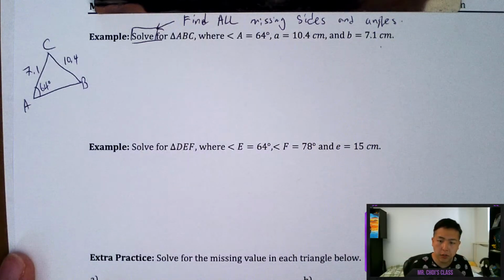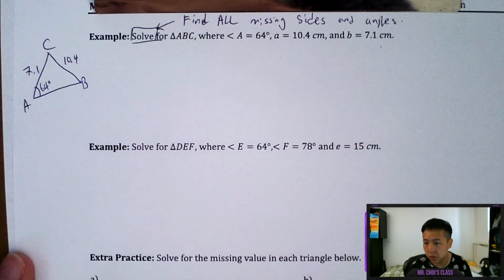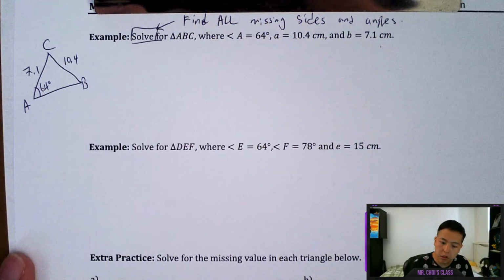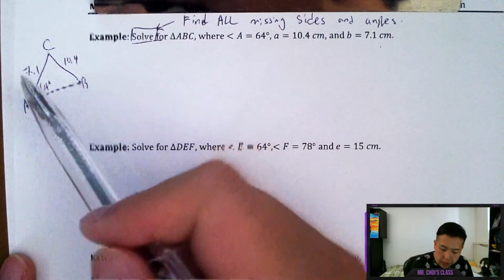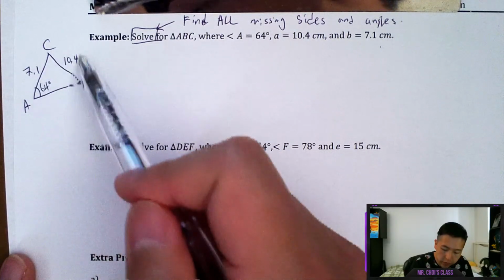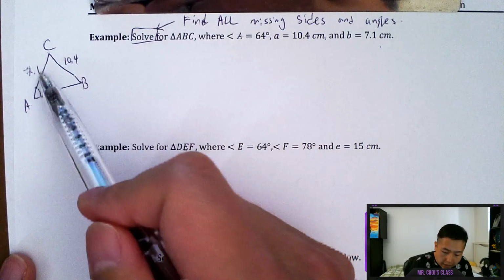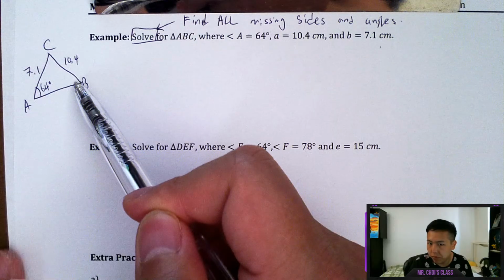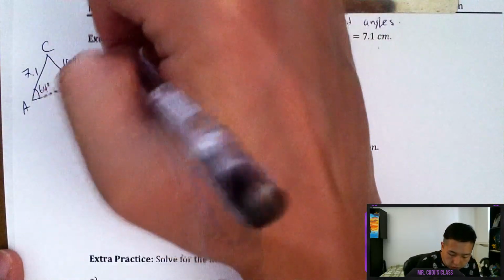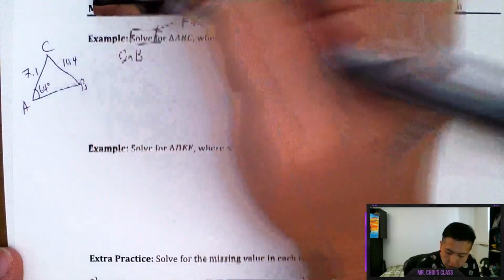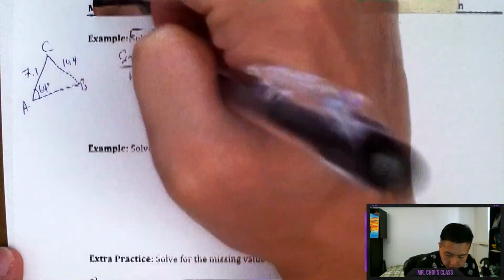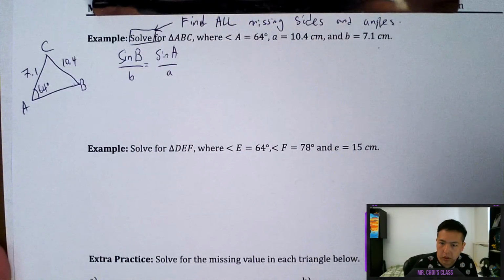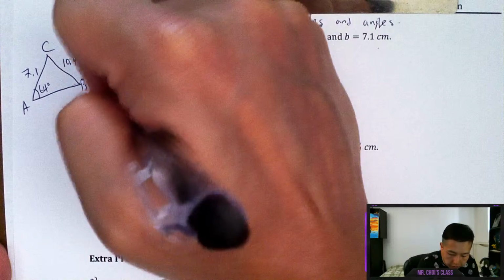The first thing you're solving for should be the same for every single person in this room, or watching this video. The one that we're solving for is angle B. We have a matching angle side pair. We have 7.1, which is lowercase b. We need capital B. So we need to solve for that. So sine B over b is equal to sine A over a. Then we're going to plug in everything we know.